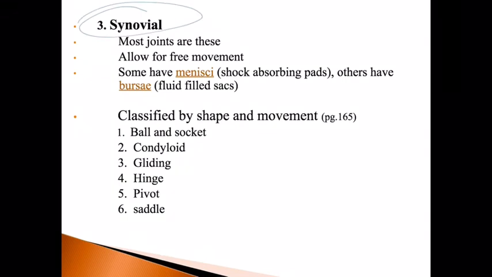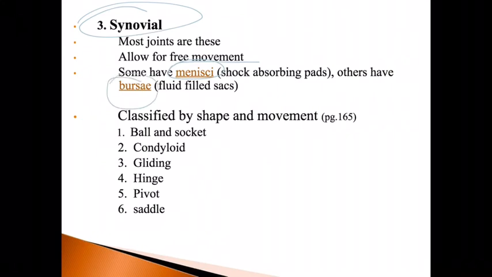Then we have synovial joints. These are most joints of the body. They allow for free movement. So, your elbows, your shoulders, your hips, your knees, those things. Those are all synovial joints. Some of them have menisci, which are the shock-absorbing pads, and others have bursa, which are fluid-filled sacs.